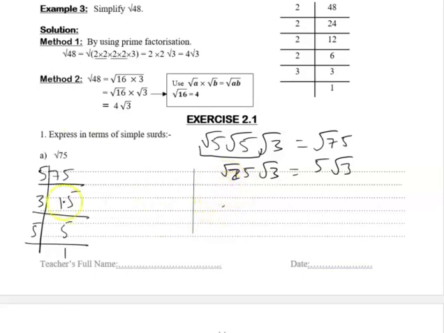Another method of working this out, so this is method 1, and method 2 is to write root 75 and break it down into a square number and a non-square number. The square number you can break 75 into is 25. So you're going to break it up into root 25 and root 3 is remaining. The square root of 25 is 5 and then root 3 stays on the side.